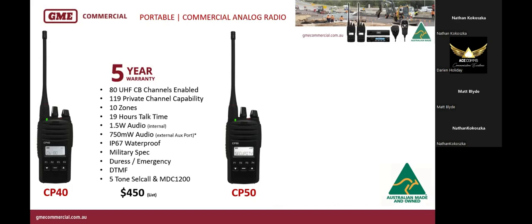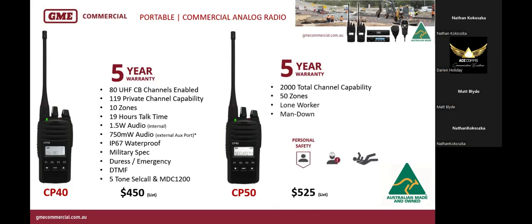The primary differences, if a customer is looking to upgrade to something a little bit more feature rich, is the CP50. Now, at the moment, that price difference is $75. The first thing that's different is they're going to get an enhancement to the number of channels and zones. So they'll go from 119 to 2,000 total channel capability. They'll also pick up lone worker and man down and be able to run RSSI and busy voting. So really, the extra $75 gives you more channels, some safety features, and the RSSI and busy voting. So that's the core differences between the two at the moment. And they're both backed by a 5-year warranty.